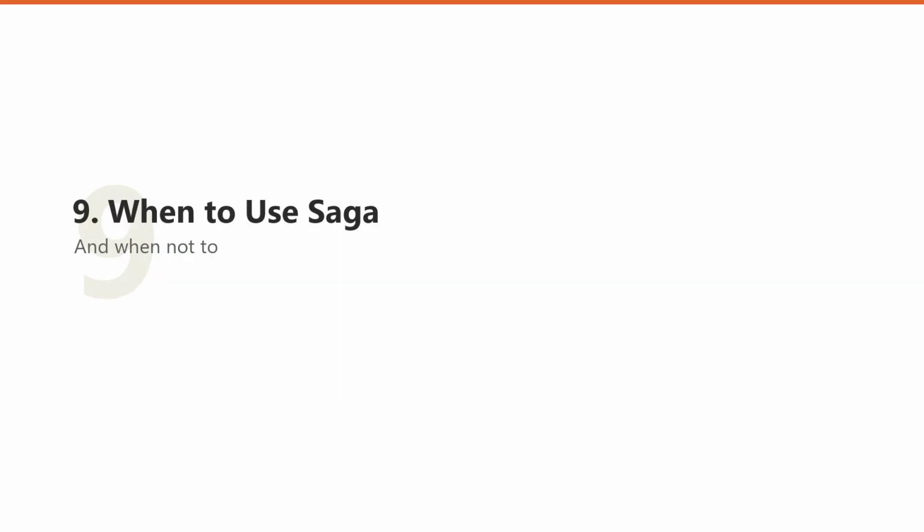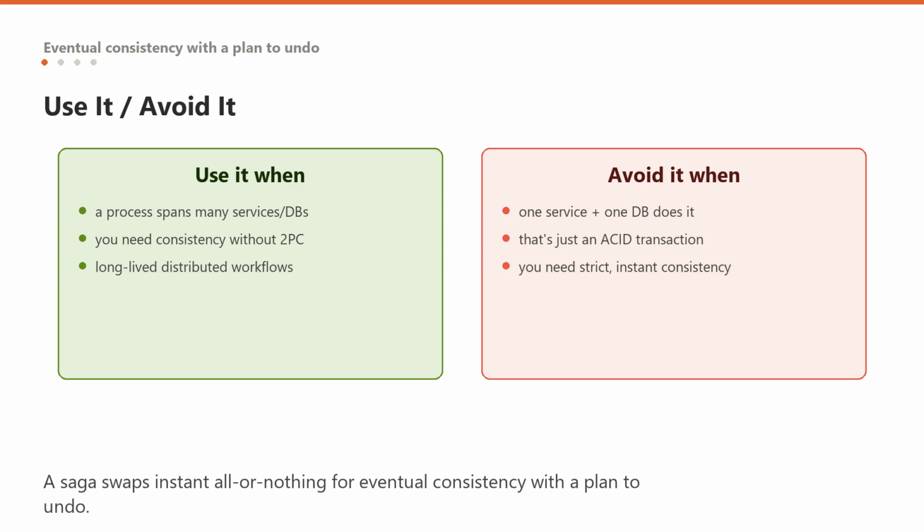Concept 9, when the saga pattern is the right tool, and when it isn't. Use a saga when a business process spans multiple services or databases, and you need consistency without locking everything with two-phase commit. It's the standard answer for long-lived, distributed workflows in microservices.